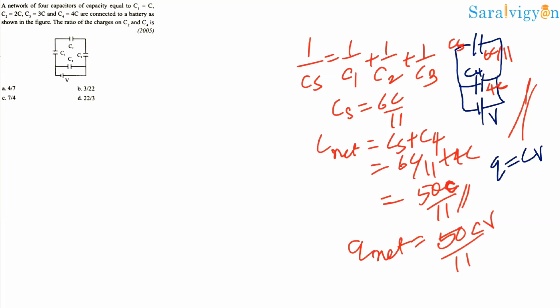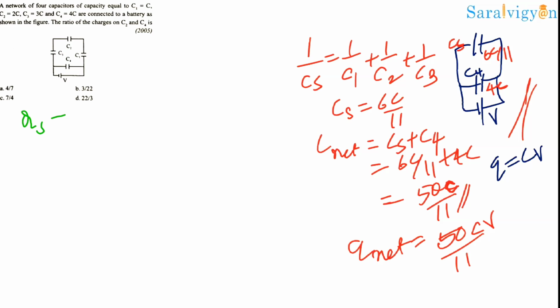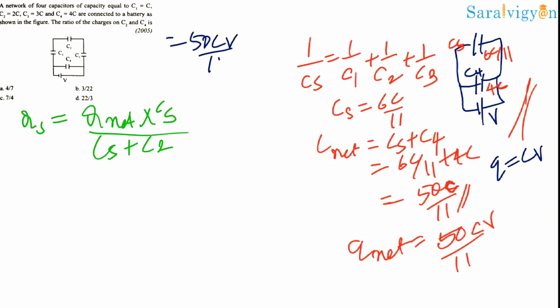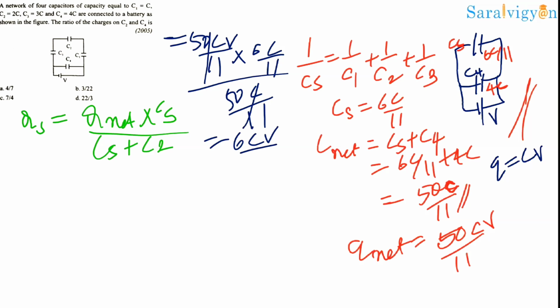To find the charge on the first arm, that is Q1 or Qs, we write Q net into Cs by Cs plus C2, which we can write as 50CV by 11 into Cs, which is 6C by 11, divided by Cs plus C2, which is the C net we found, so it will be 50C by 11 itself. So we can cancel 50C by 11 and 50C by 11, and we get 6CV by 11.